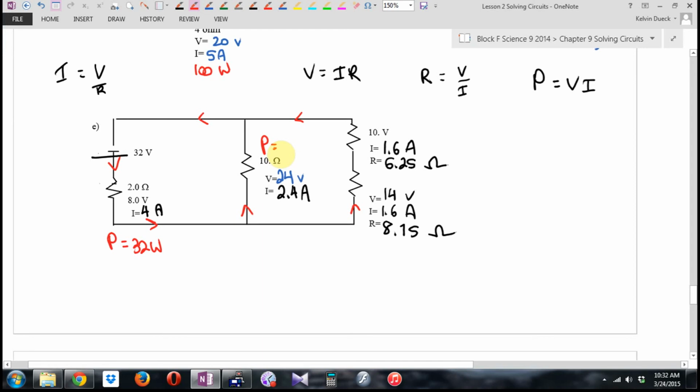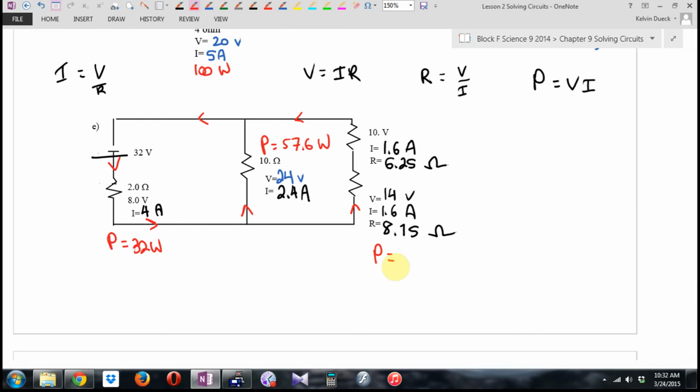24 times 2.4? Not divided by, times. 57.6? How about the bottom right one? How many watts? 22.4. Is that right? Yep.